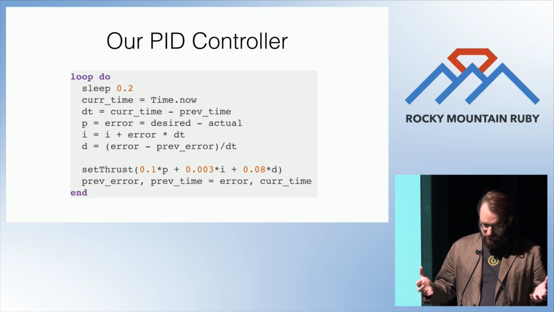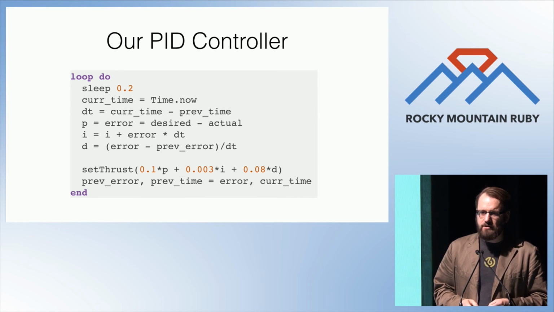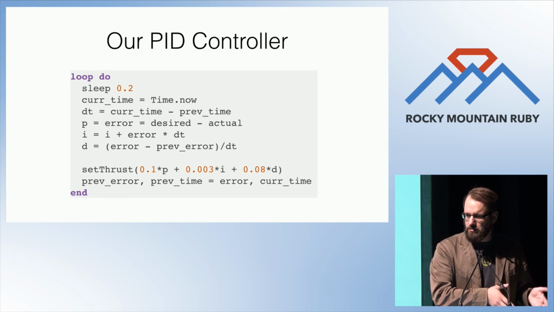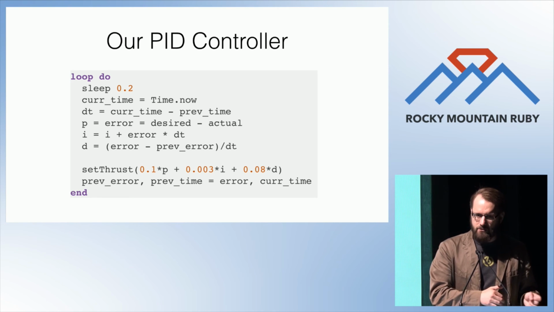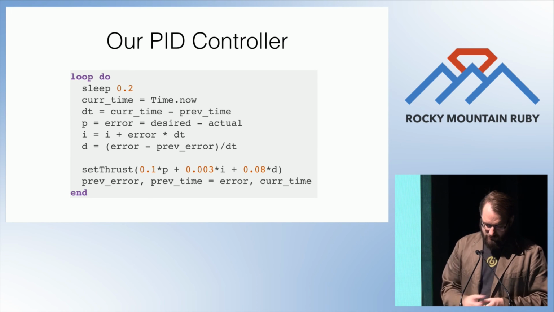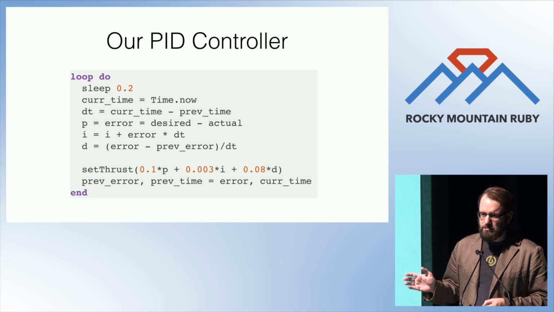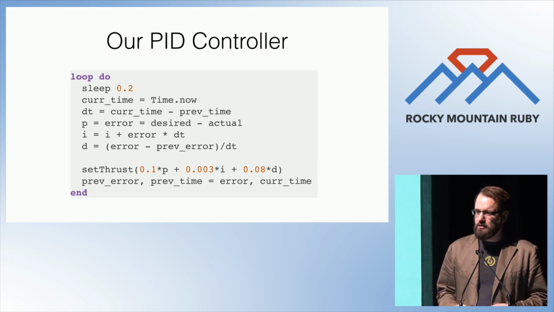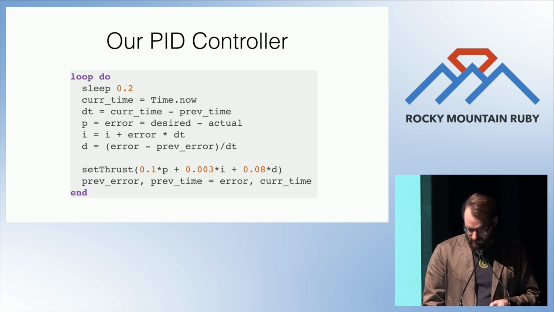And then you just multiply it by some constants that you can either spend a master's degree figuring out how to appropriately come up with the first time, or you can just trial and error it. And so at the bottom, you can see I'm setting the thrust to 0.1 times the proportional value, 0.003 times the integral value, and then 0.08 times the derivative value. You can just kind of play around with it until you get it. But that's all it is. And you're just sleeping every 0.2 seconds to get that.